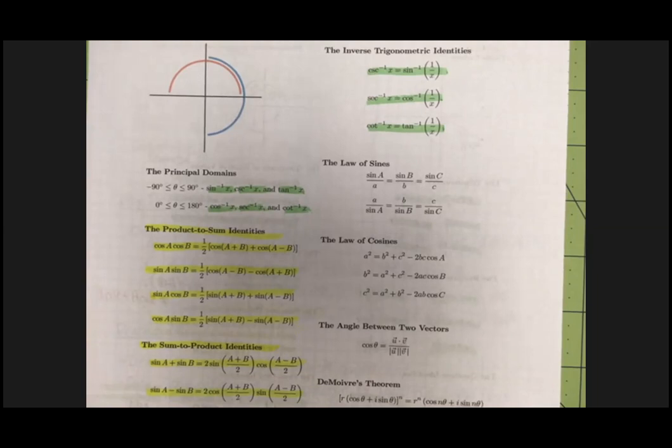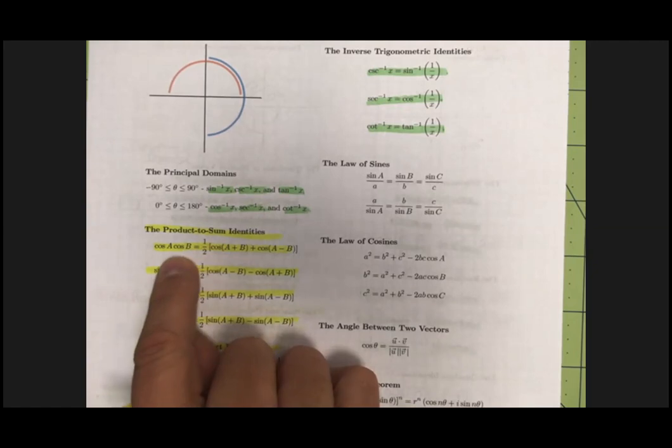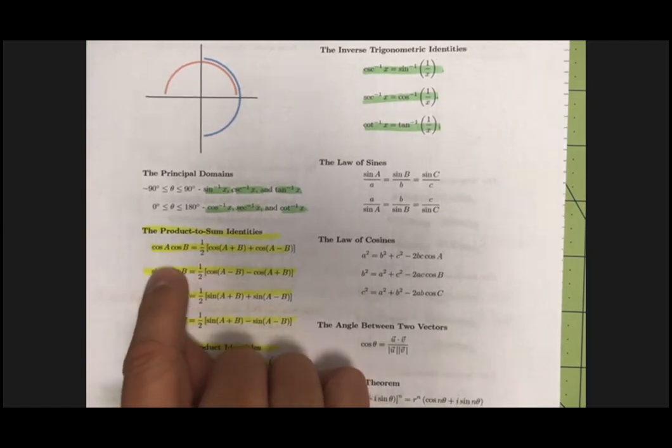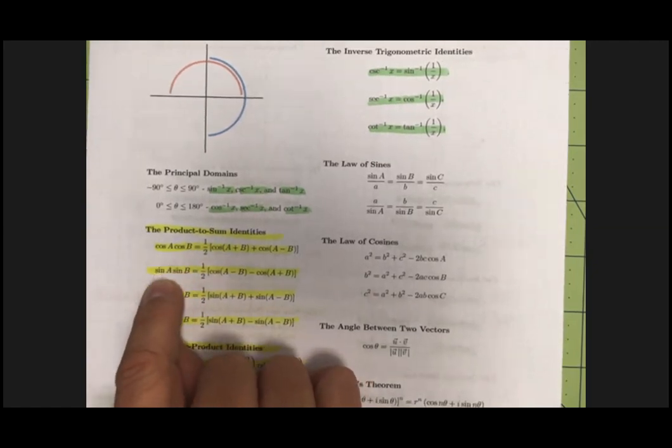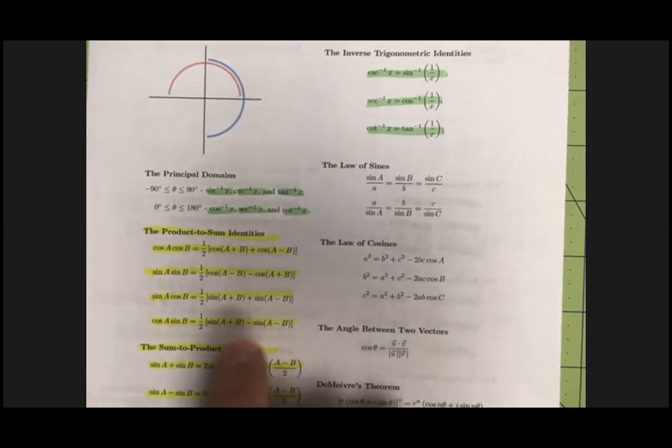These identities are identities that you generally reference from the formulas, so you have to know how to use the formulas, but they get their names because they do exactly what they say. A product to sum identity takes a product of two cosine waves or two sine waves or a sine wave and a cosine wave and rewrites it as a sum or a difference of two cosine waves or two sine waves. And you can also run that in reverse.